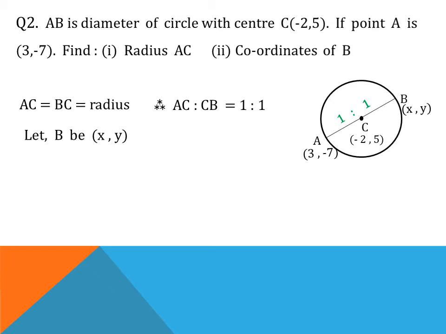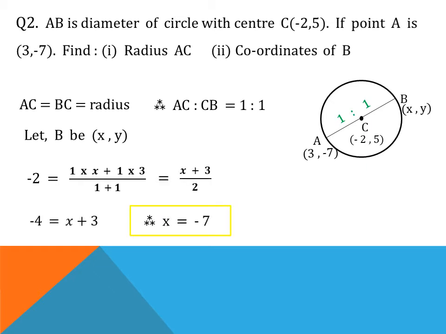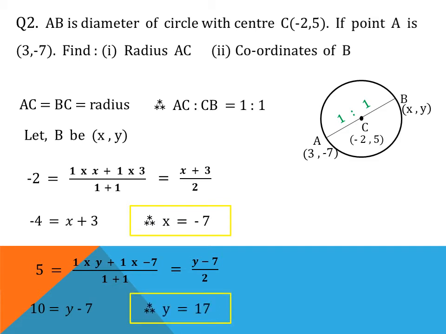If we assume the coordinates of B to be x, y, then by section formula we'll get, now since C is dividing the segment, so the coordinates of C, which is -2, so -2 is equal to 1 into x plus 1 into 3 upon 1 plus 1. So that gives us the value of x as -7. Similarly, 5 would be equal to 1 into y plus 1 into -7 upon 1 plus 1. So that gives us the value of y as 17. So therefore the coordinates of B are -7, 17.